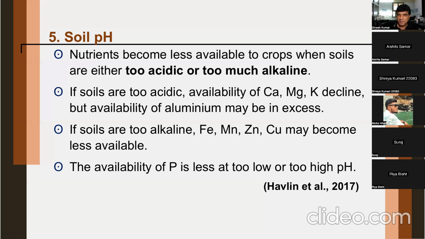Sir, between pH 5 to 7, the availability of boron increases, but after pH 8.5 or 9, the solubility again decreases. Okay. It is most available in between 7 to 8.5. Good. So now you see this, if soils are alkaline, your iron, manganese, zinc, copper may become less available.